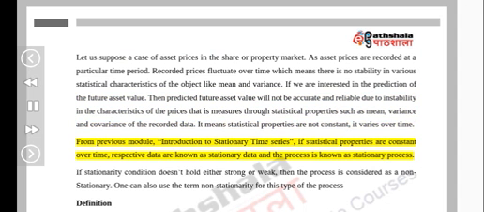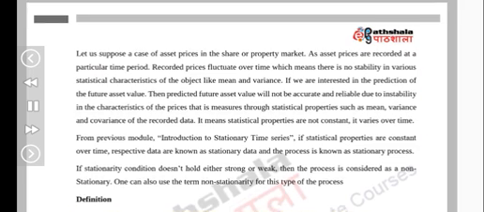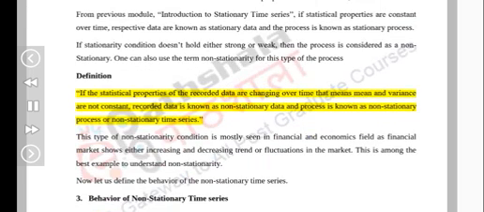From the previous module, Introduction to Stationary Time Series, if statistical properties are constant over time, the respective data are known as stationary data and the process is known as a stationary process. If the stationarity condition doesn't hold, either strong or weak, then the process is considered non-stationary. One can also use the term non-stationarity for this type of process. Definition: if the statistical properties of the recorded data are changing over time, that means mean and variance are not constant.